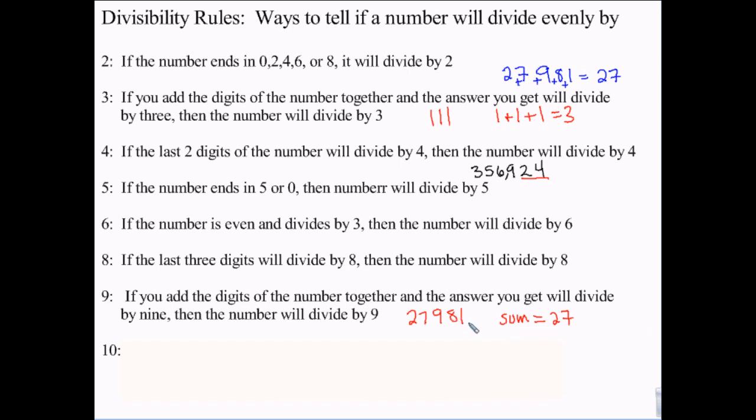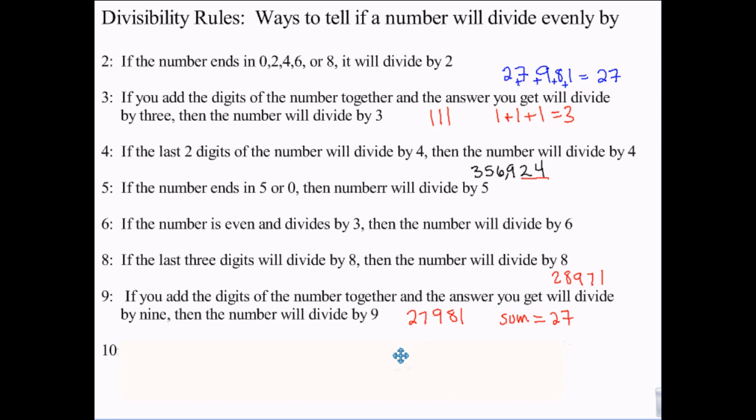Yeah, but this last 2-digit thing doesn't work. Because if I rearranged this, let's say I did 28971. 71 doesn't divide by 9, but that number still will, because when I add those up, I'm still going to get 27. Okay. Does that make sense?